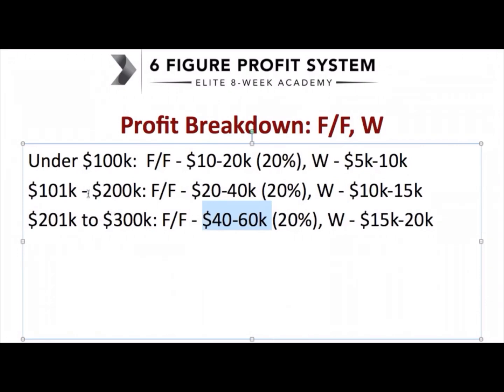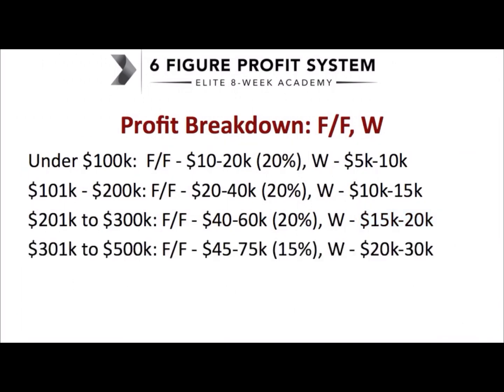The higher up in price, the higher your profit, because it's a percentage of sale price. So again, you're following a 20% profit margin. You should make 40 to 60 when you sell between 2 and 300. Wholesaling, you should be wholesaling for more as well, making 15 to 20. Now the 3 to 5, you should be making 45 to 75 on fix and flip.